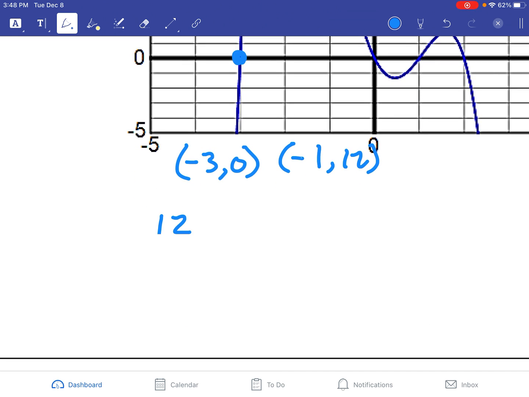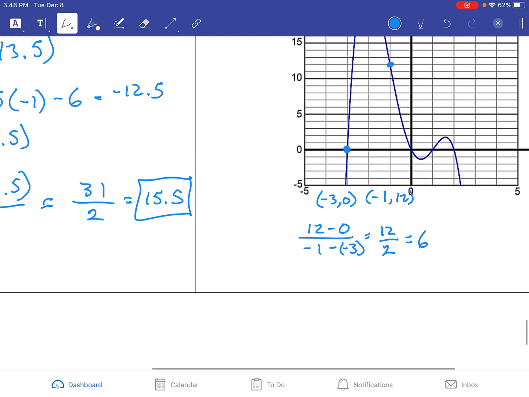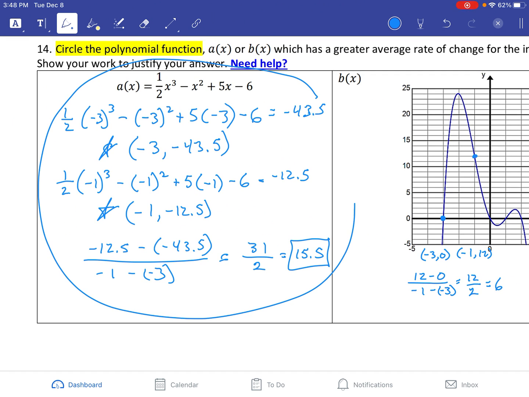Again, we're going to use a slope formula. So we're going to go 12 minus 0, negative 1 minus negative 3, which gives you 12 over 2, which is 6. Okay? And 6 is not as steep as 15.5. So this would be your answer.